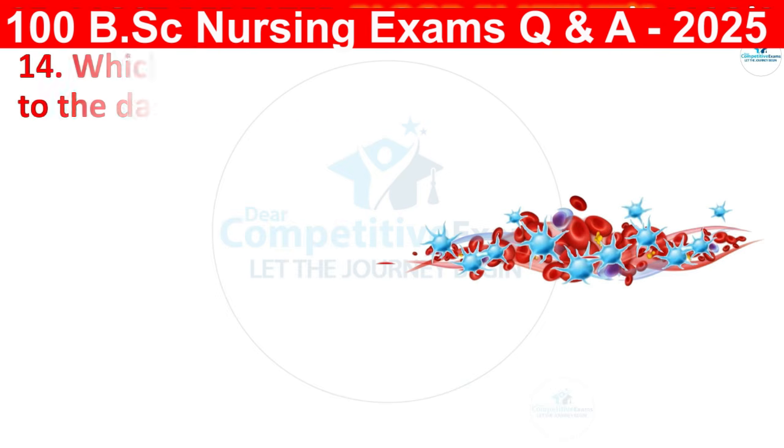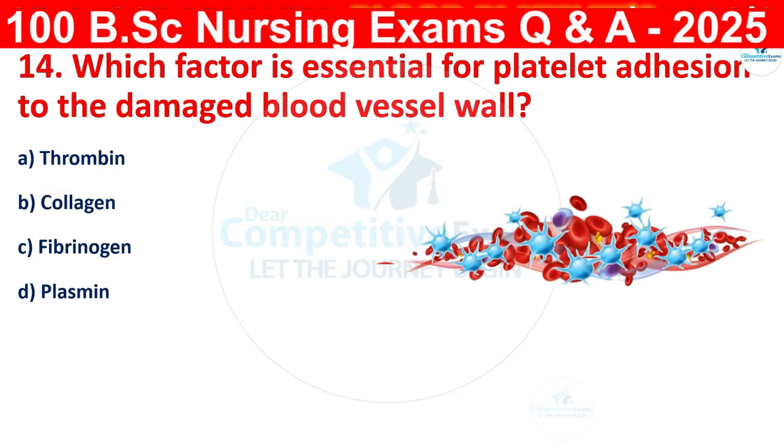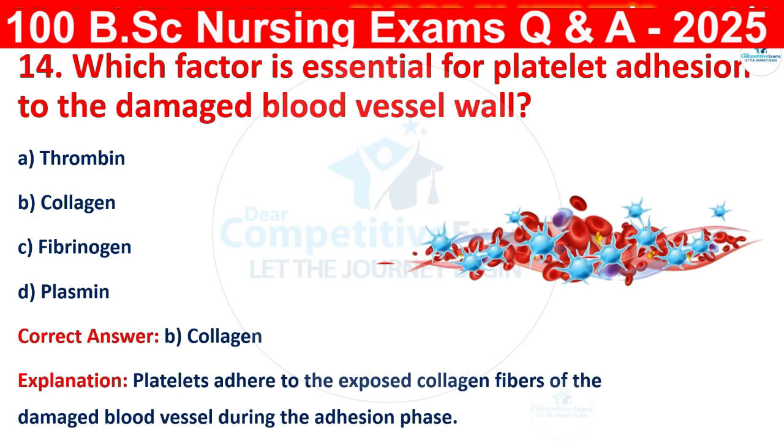Question number 14. Which factor is essential for platelet adhesion to the damaged blood vessel wall? Your options are thrombin, collagen, fibrinogen, or plasmin. The correct answer is B, that is collagen. Platelets adhere to the exposed collagen fibers of the damaged blood vessel during the adhesion phase.